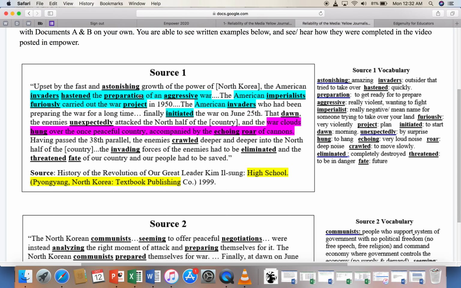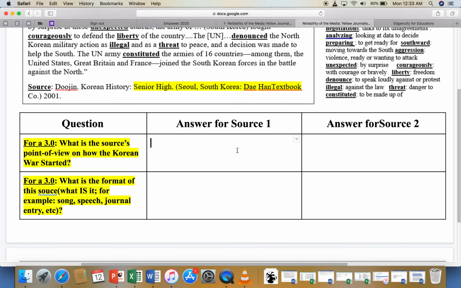If we read this, we can see that they point the finger at the point of view on what started the Korean War pretty clearly here, right? The American imperialists furiously carried out the war project in 1950. The American invaders, who had been preparing for war for a long time, finally initiated the war on June 25th. Okay? So I would go over here, and for source 1, what is the source's point of view on the Korean War? Well, source 1 says that the United States started the Korean War by invading North Korea. Pretty straightforward. One sentence. This is what source 1 says.